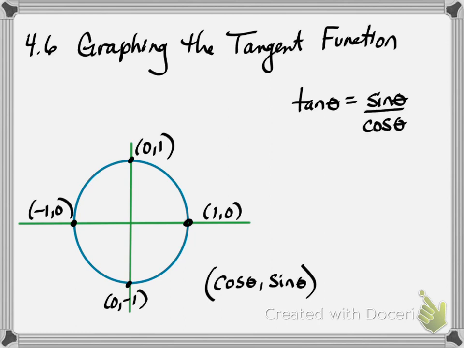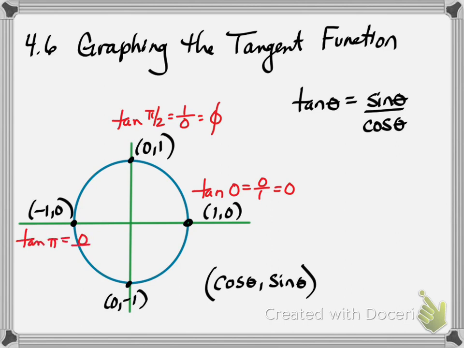Or you might remember tangent was y over x. So we can get the tangent of 0. It's sine over cosine, 0 over 1, which is 0. We can talk about the tangent of pi over 2. Sine over cosine is 1 over 0, undefined. We could do the tangent of pi, 0 over negative 1, which is 0. And we could say the tangent of 3 pi over 2 is negative 1 over 0, which is undefined. So that's important, where tangent is undefined.